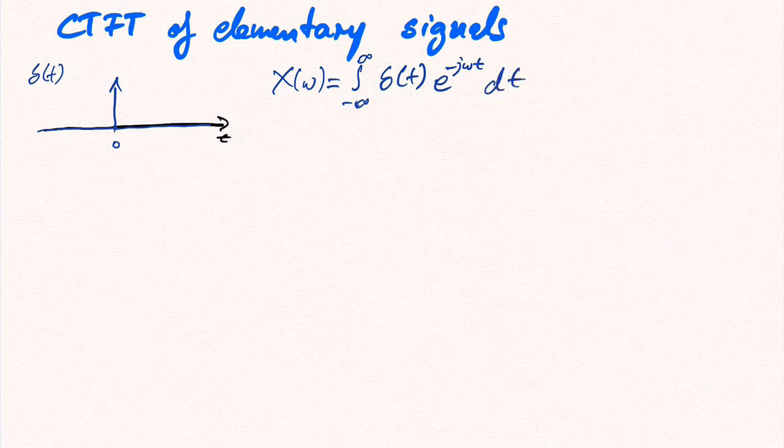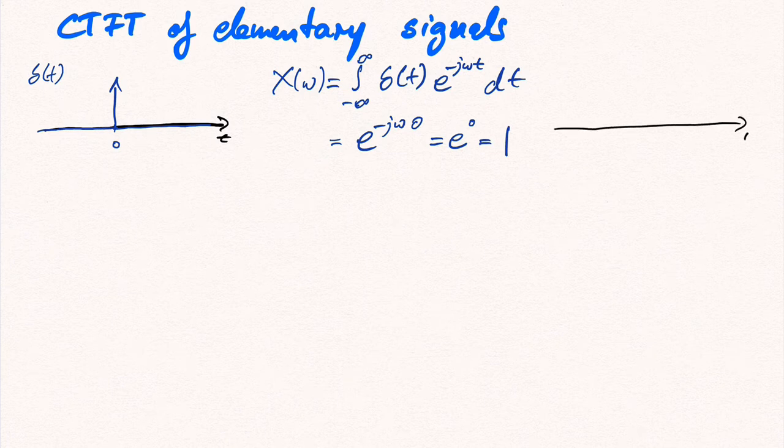This could be rewritten as the convolution of delta and e to the minus j omega t evaluated at t equals 0, and hence we can use the property of the convolution integral, which tells us that this must be equal to e to the minus j omega t evaluated at t equals 0, which gives us e to the power of 0, which is equal to 1. So in the frequency domain, the Fourier transform can be expressed as a constant.